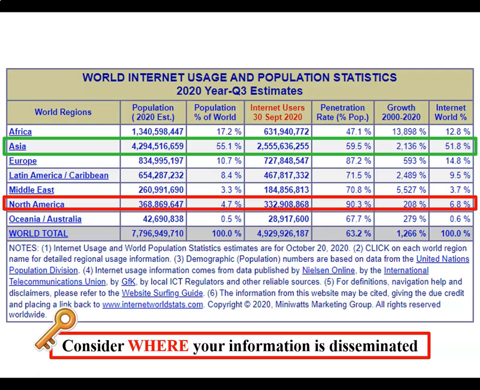The implication here in the marketing key is to consider where your information is disseminated. What do you imagine this particular infographic represents for you as a marketer? If you're selling a brand, and your brand is international, and your brand isn't limited to sales just in the U.S., then you can see how you might benefit from having your information available to Asian consumers, for example.